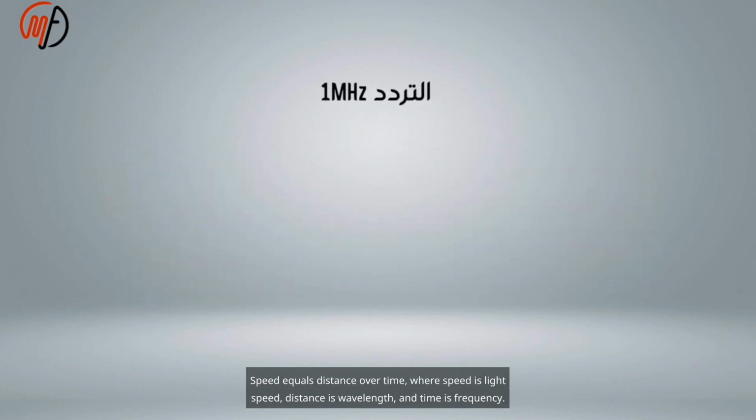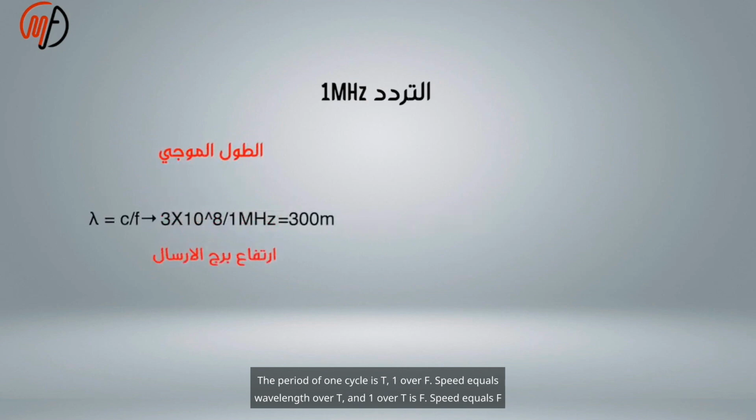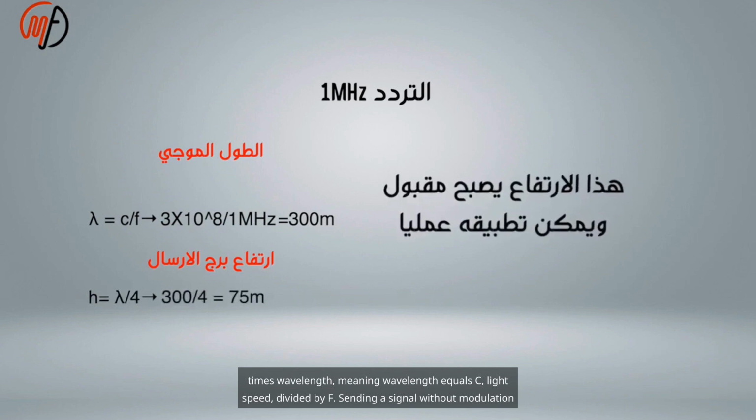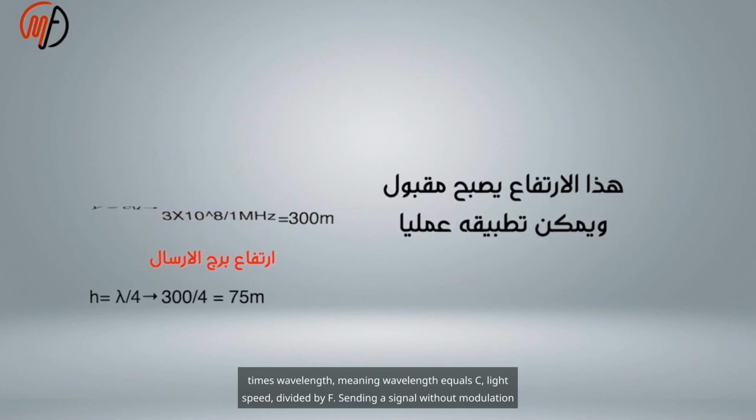Speed equals distance over time, where speed is light speed, distance is wavelength, and time is the period. The period of one cycle is T, which is 1 over f. Speed equals wavelength over T, and 1 over T is f. Speed equals f times wavelength, meaning wavelength equals c, the light speed, divided by f.